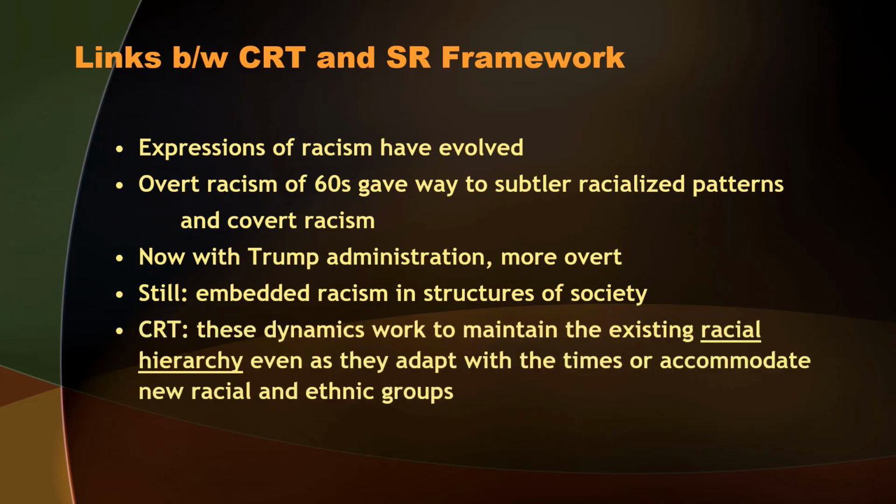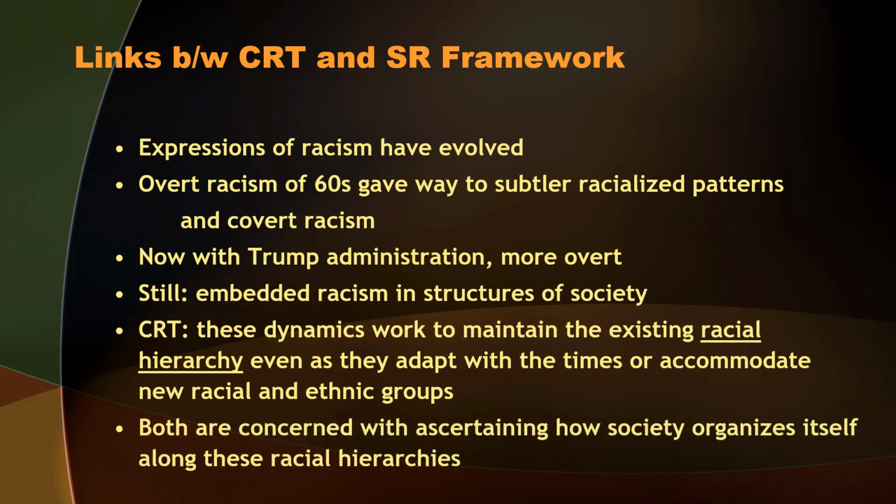For critical race theory, it's trying to understand how these dynamics work to maintain the existing racial hierarchy, even as they adapt with the times or accommodate new racial and ethnic groups. I meant the structural racism framework also incorporates this idea because both are concerned with understanding how society organizes itself along racial hierarchies in order to then create the disparities that we see.